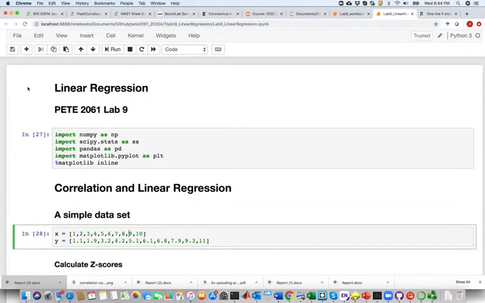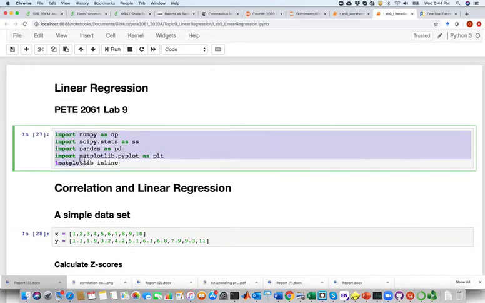Okay, now we move on to regression in Python, linear regression in Python. And this is very straightforward actually. Here we're starting out importing needed packages.